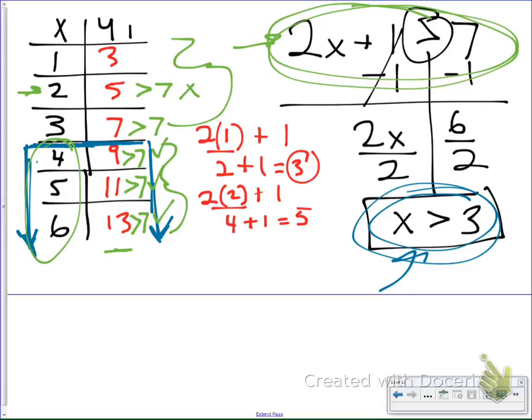Now, if instead of a greater than sign it was greater than or equal to, my situation would change a little bit. So say I had greater than or equal to 3. Now, the only difference is I include that 3 in my solution, because 7 is greater than or equal to 7. 9 is greater than or equal to. 11 is greater than or equal to. 13 is greater than or equal to, and so on. So there's a slight difference between just greater than and greater than or equal to. Okay, so that's how you're going to take an inequality and put it on a table. So hopefully that helps out.